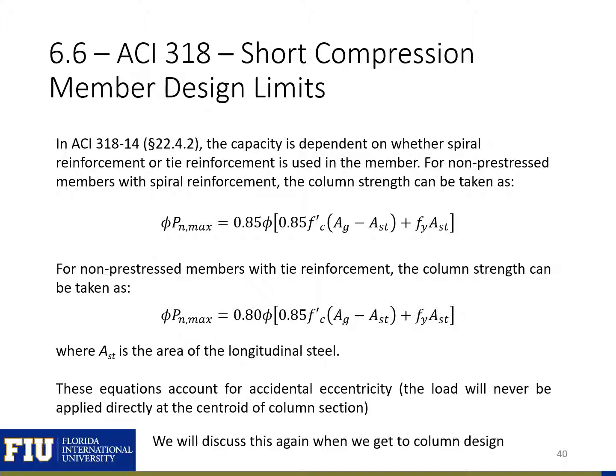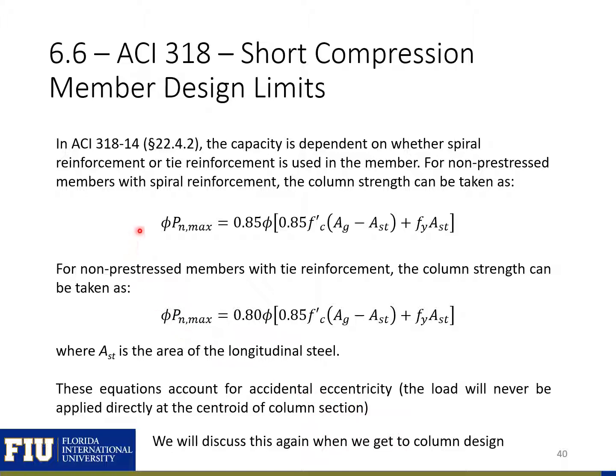The last thing that I wanted to highlight in this presentation is some of the ACI 318 short compression member design limits. ACI 318 has two equations that cap the capacity for short compression members. And these equations essentially take into account accidental eccentricity that just happens when you're applying an axial load on a column. It's really difficult to apply a load directly in the center of a column. And if it's anywhere off center, you'll be adding a moment to the column as well.